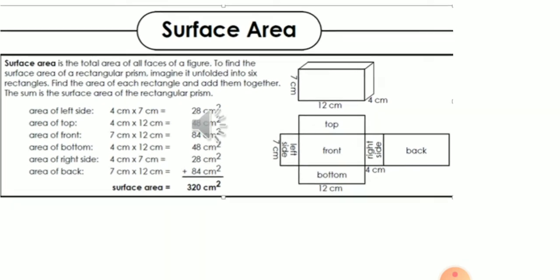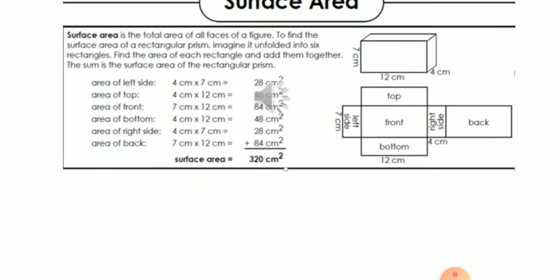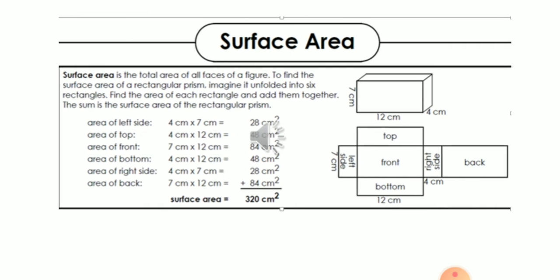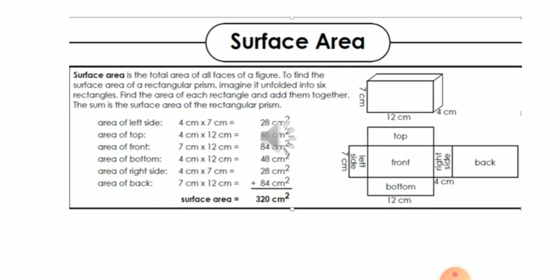Surface area. Surface area is the total area of all faces of a figure. To find the surface area of a rectangular prism, for example, imagine it unfolded into 6 rectangles. Find the area of each rectangle and add them together. The sum is the surface area of the rectangular prism.